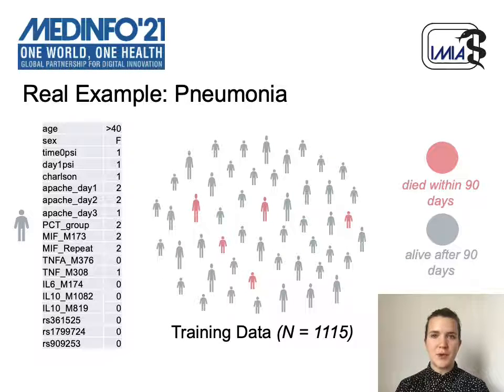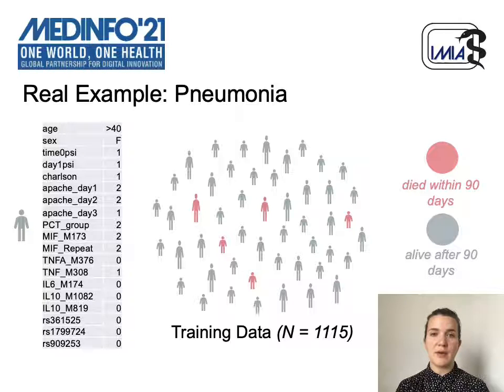And so here I'll go through an example of how a personalized decision path can be constructed for a patient of interest. So here we have a patient who is admitted to the hospital with community-acquired pneumonia. And we know certain demographics about them, certain clinical features, as well as inflammatory and genomic markers for them. And we have a training data set of 1,115 patients for whom we also know this information, as well as whether they were alive or whether they had died after 90 days.